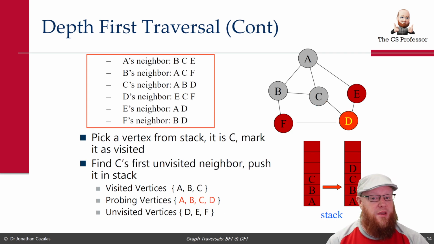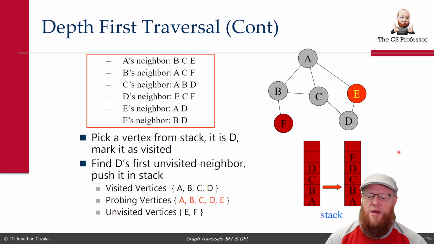Next iteration, pick a vertex from the stack. That vertex is going to be C. It's the top of the stack. We're going to peek at it. First we're going to mark C as visited, so C comes into this list of visited vertices. Find C's first unvisited neighbor. What are the neighbors of C? A, B, and D. A and B are already visited, but D is unvisited. So we're going to push D into the stack. Here is the resulting stack after this iteration. Now we have this probing list of A, B, C, D, which is our stack. Our visited vertices are A, B, C.